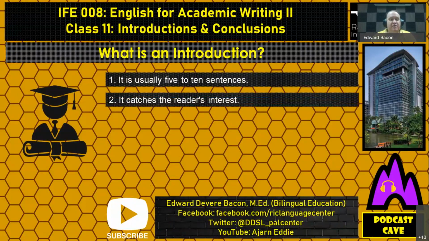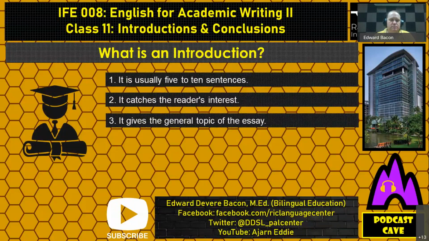Okay. All right. Next, can you read that, Ning? It catches the reader's interest. Okay, good. So remember, the first sentence is going to be a hook, something to grab the reader's attention. You could use a fact that not many people know. It could be an anecdote, a short story about what happened, or an easy one would just be a question that you would ask the reader. Okay, next one, Ning. It gives the general topic of the essay.